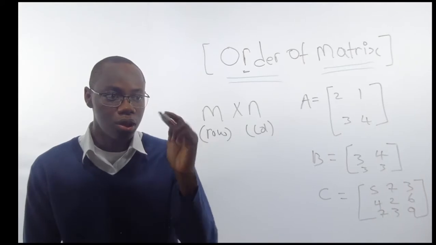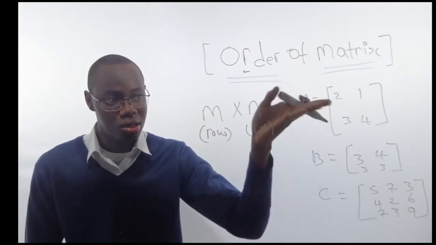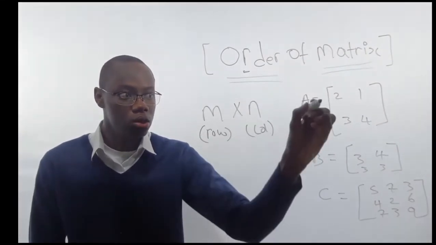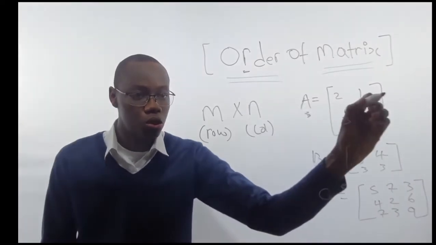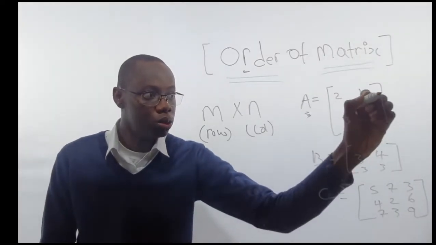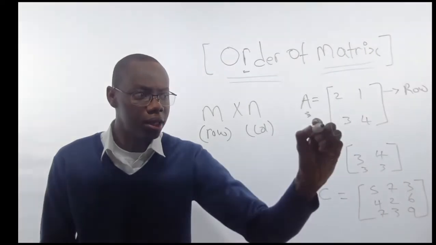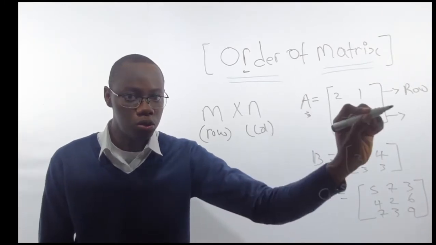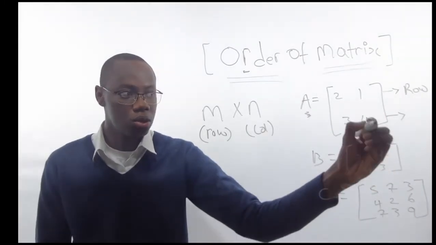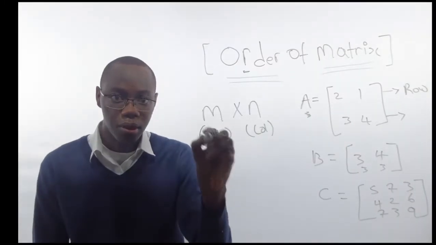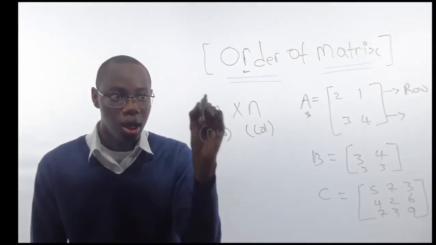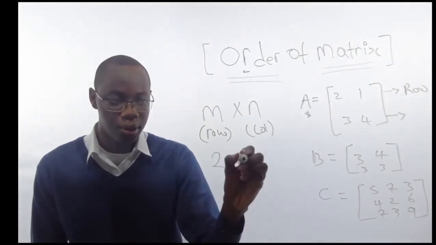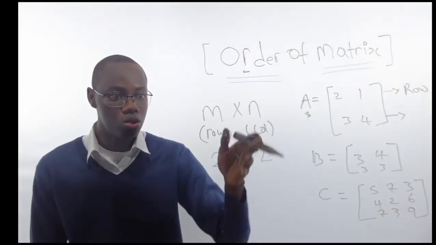Right? It's very simple. So if you want to read this, let's take A for example now. How do you read matrix A? What order is this? This would be a 2 by 2 matrix. How? We start with the row first. We have one row, and this is another row. So 2 and 1, 3 and 4. So we have two rows. So by the order m by n, we have 2 by 2 because we have only two rows and two columns.